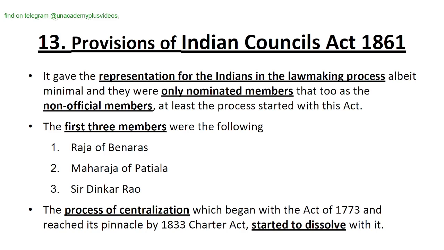Provisions of Indian Councils Act of 1861. It gave representation to the Indians in the law-making process, albeit minimal, and they were only nominated members, that too as non-official members. At least the process started with this Act. The first three members were the Raja of Benares, Maharaja of Patiala, and Sir Dinkar Rao. The process of centralization, which began with the Act of 1773 and reached its pinnacle by the 1833 Charter Act, started to dissolve with it.